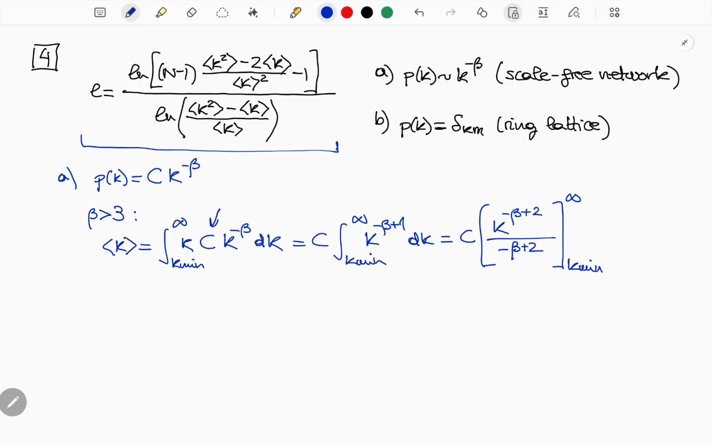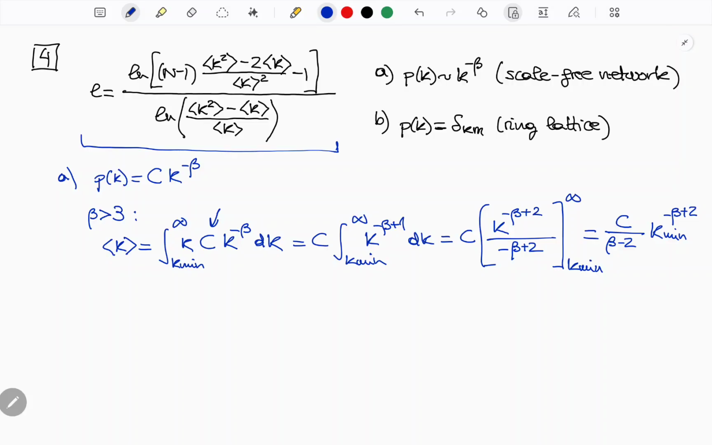Since beta is greater than 3, this exponent is negative, and therefore it is going to converge when k goes to infinity. So I am only going to have the term that goes with k min, but with a minus sign, so I write the denominator with the opposite sign. This is the final result: c over beta minus 2 times k min to the minus beta plus 2.